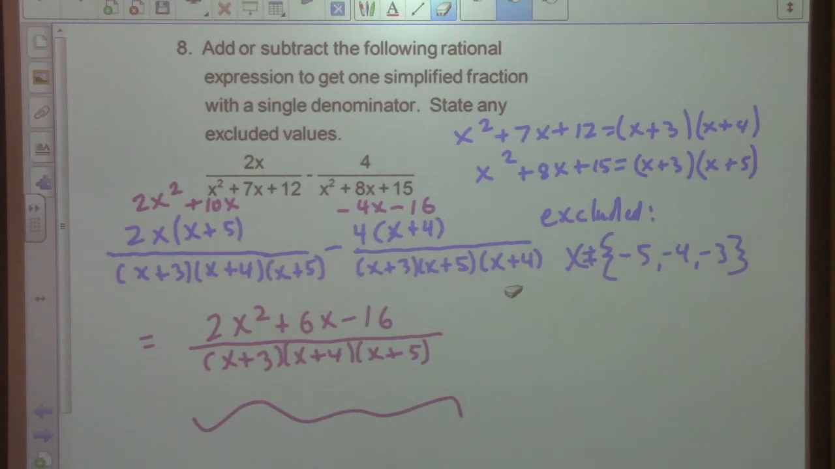Can it be factored more? That's a good question here. Yeah, actually, it's a fair question, because I'm just going to go ahead and see if we can factor that, because I haven't even seen that yet. So first of all, we have 2 times x squared plus 3x minus 8. That is factorable, isn't it?